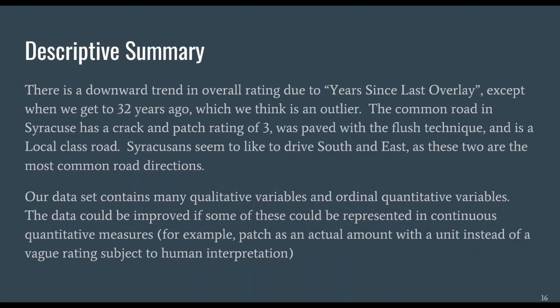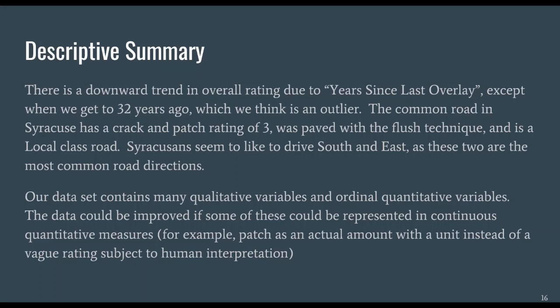So, descriptive summary. There's a downward trend in overall rating in relation to years since last overlay, except when we get to 32 years ago, which we think is an outlier. The common Syracuse road has a crack and patch rating of 3, was paved with the flush technique, and is a local class road. Syracusans seem to drive south and east, as these are the most common road directions.